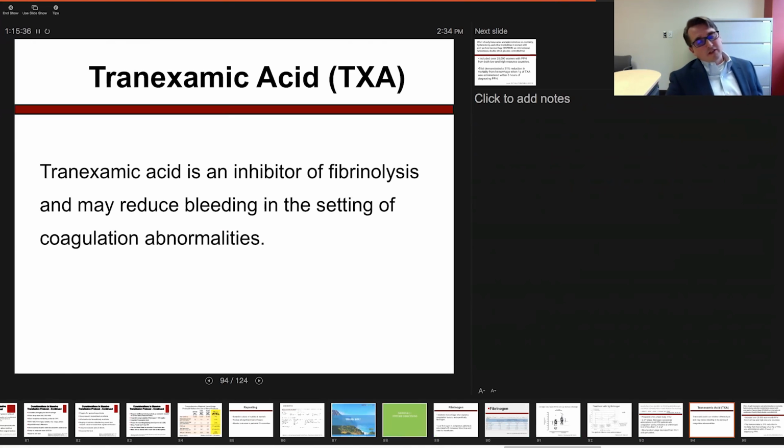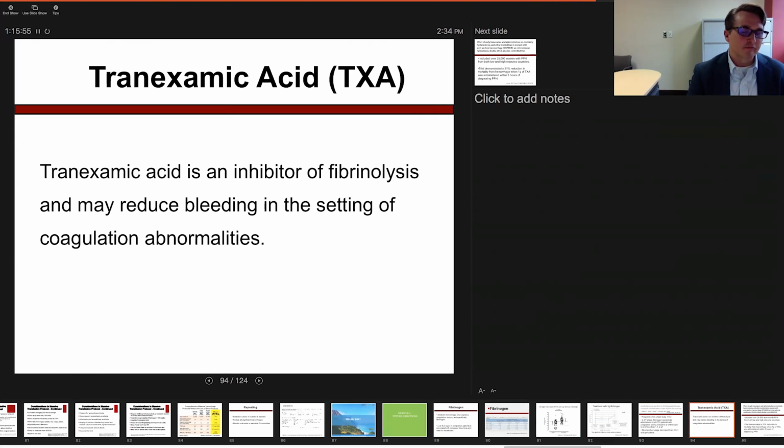So that brings us to tranexamic acid. So tranexamic acid actually inhibits the breakdown of clot. It's an inhibitor of fibrinolysis, and it's felt to potentially reduce bleeding in the setting of coagulation abnormalities.